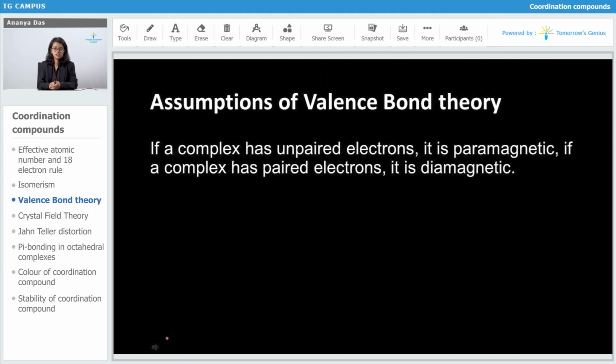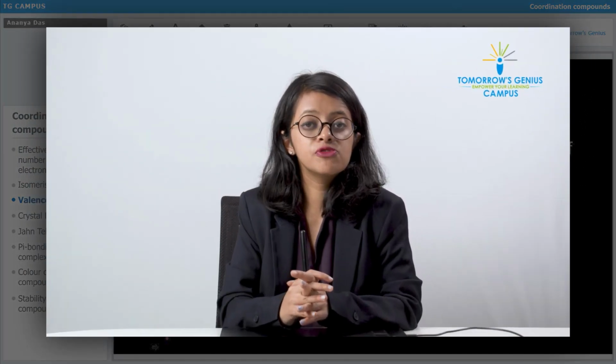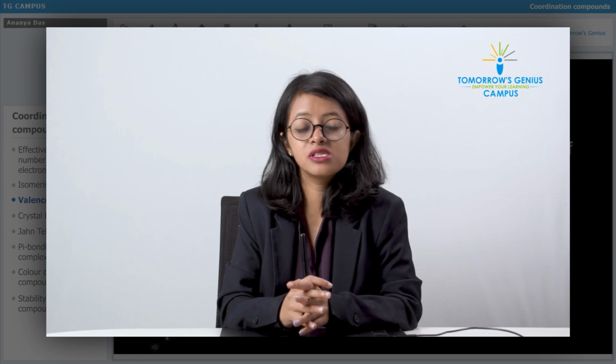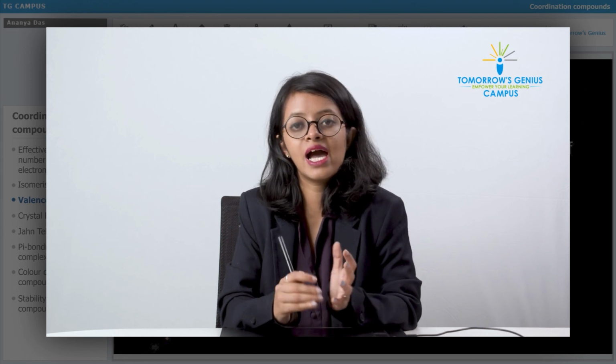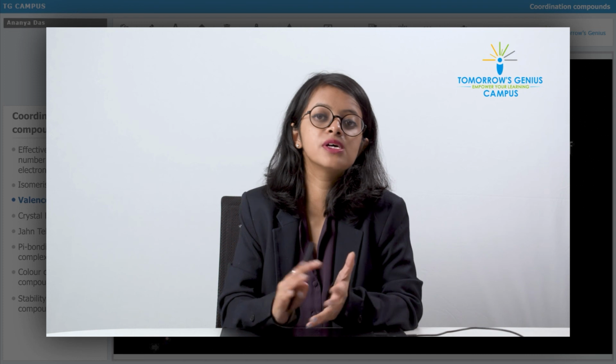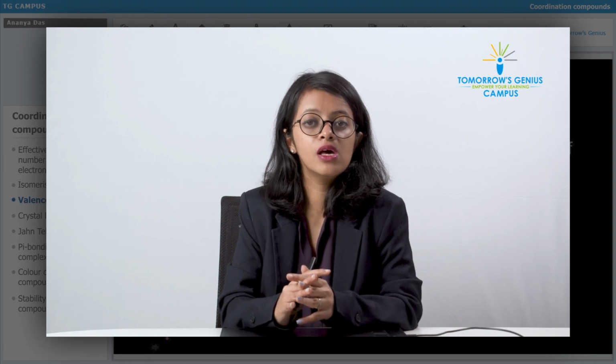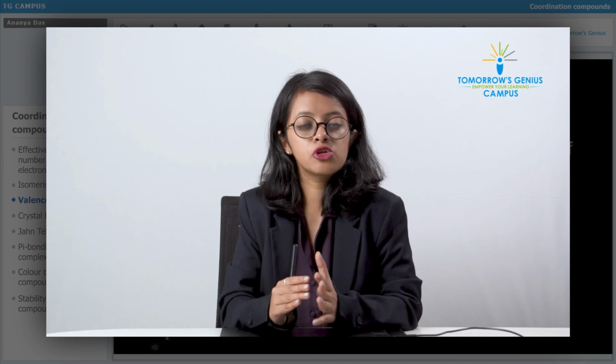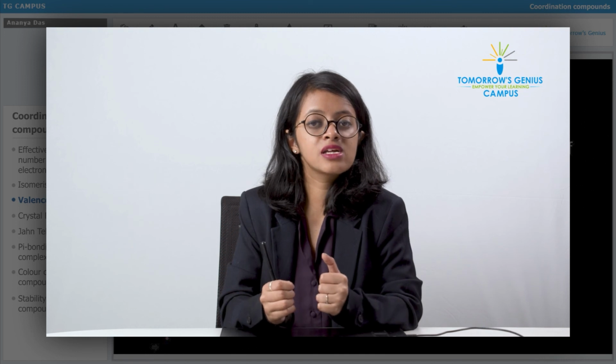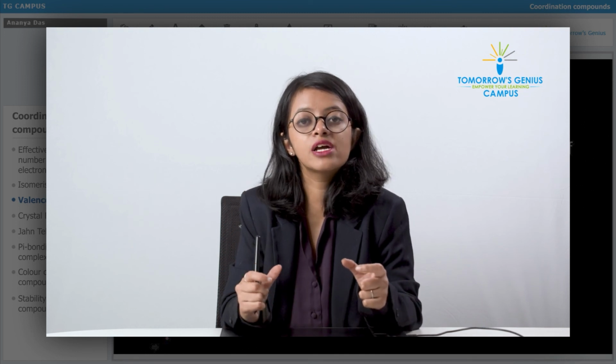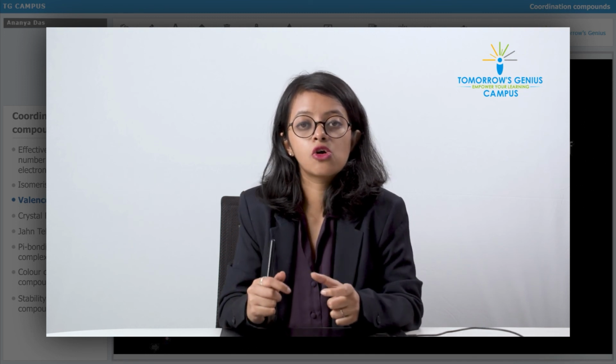Now the next assumption states that if a complex has unpaired electrons, it's going to be paramagnetic. And if a complex has paired electrons, it is going to be diamagnetic. So paramagnetic are those which are weakly attracted in the presence of an external magnetic field, and diamagnetic are those which are repelled by an external magnetic field. So we can predict whether it is going to be paramagnetic or diamagnetic on the basis of the number of unpaired electrons in that complex.